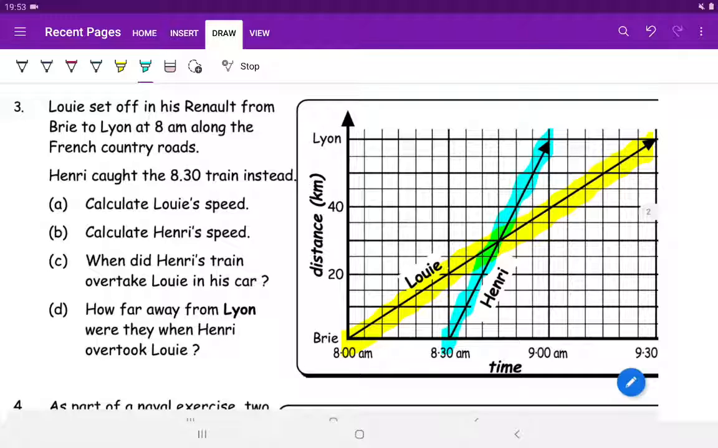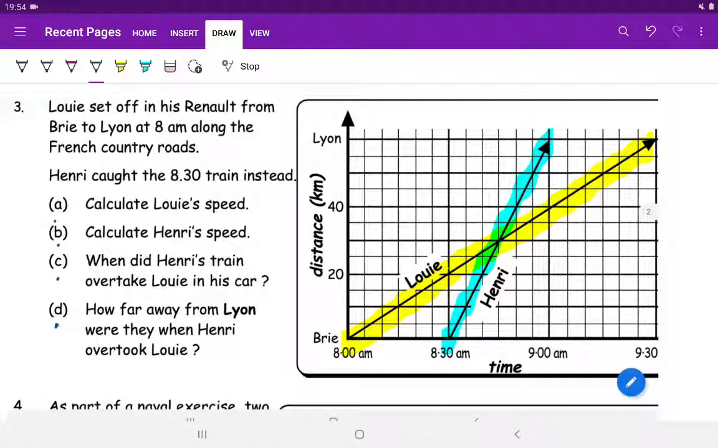And Lyon is how many kilometres away? Well, we'll have to work that out in a second. Now, calculate Louis' speed for part A. Calculate Henri's speed for part B. When did Henri's train overtake Louis in his car for part C? And how far away from Lyon were they when Henri overtook Louis?